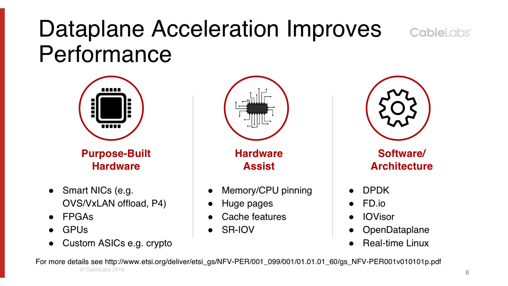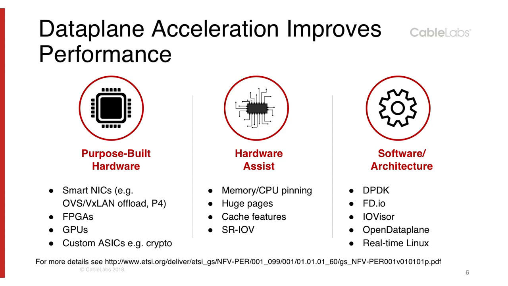One area where SNAPS pays particular attention is dataplane acceleration. As we saw in Chapter 2, performance is a very important requirement for NFV, and addressing it correctly can directly impact the financial business case for an NFV service. Dataplane acceleration can be done at 3 levels. It can be done using purpose-built hardware. It can be done using hardware assist, so software but with hardware assist. And then finally, purely software or some architectural approach. Let's look at all 3 categories.